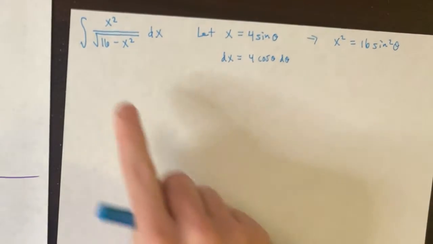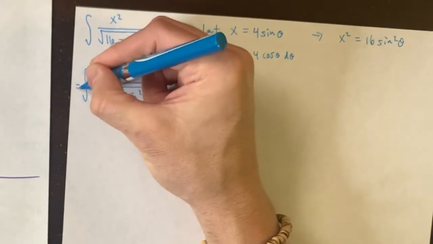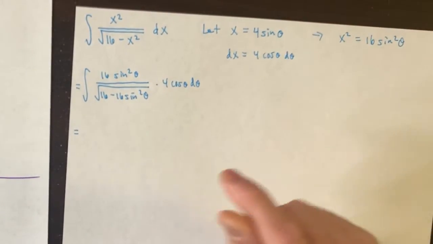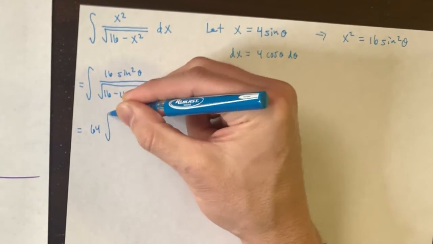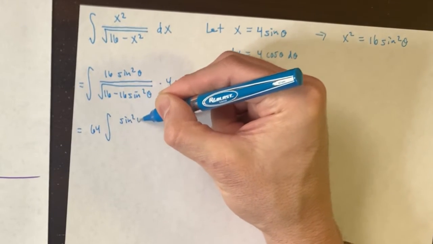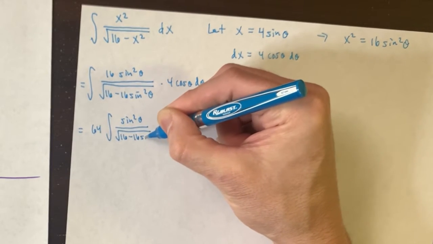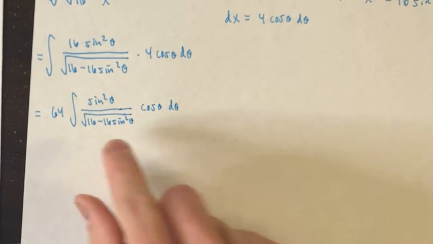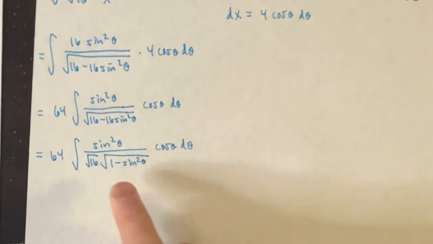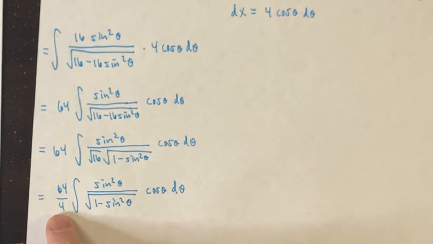I propose that we're now ready to write this in terms of all thetas. Cosine theta d theta. And so this equals that. And let's see. So now maybe we can take the 16 times the 4 and call it 64 in the front. And inside we're left with sine squared theta over square root like this here. Now let's see here. So what about this? What if I factor out a 16 from the bottom? So watch, I took out a 16 from the two terms in the bottom and I put that out to the front because the square root of 16 is just 4. Now 64 over 4 is just 16.